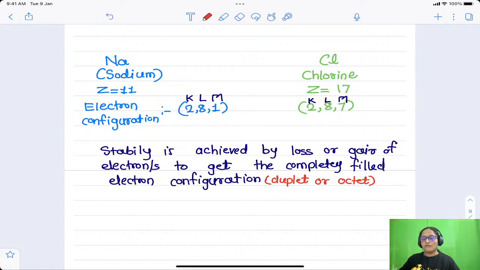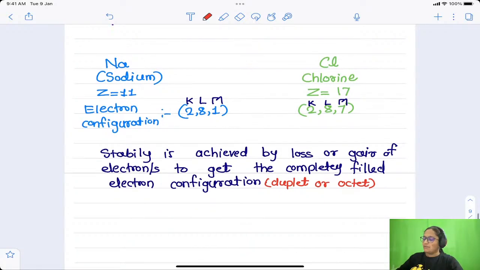Then in case of chlorine, 7 electrons it cannot lose, because losing 7 electrons is really a big task. Energy will be required, but it can gain 1 electron very easily, because just 1 electron it needs to gain. Therefore it has a tendency to gain electron. After gaining electron, 7 plus 1, there will be 8 electrons. That means octet will be completed. So sodium will donate its electron, chlorine will accept that electron.